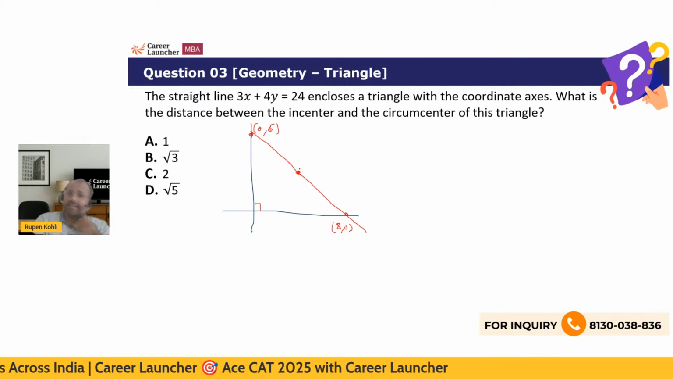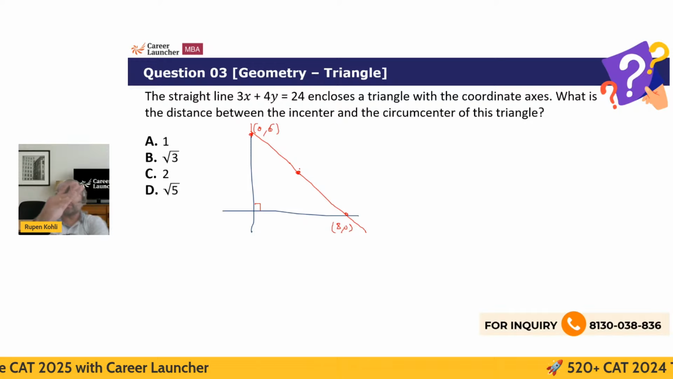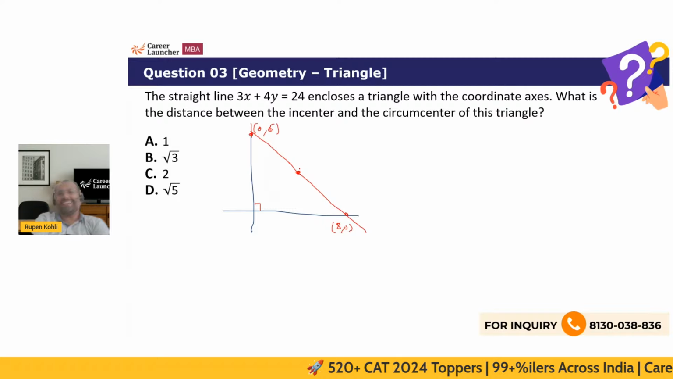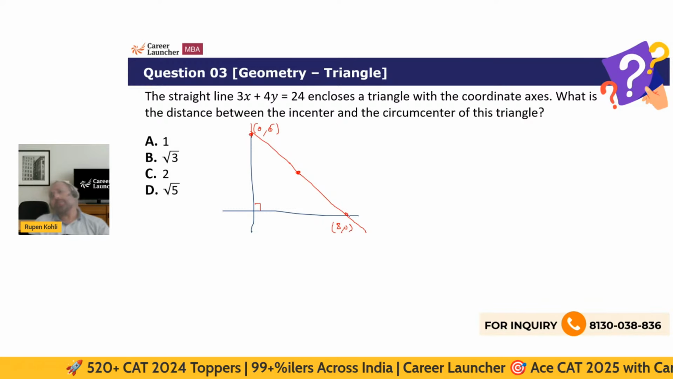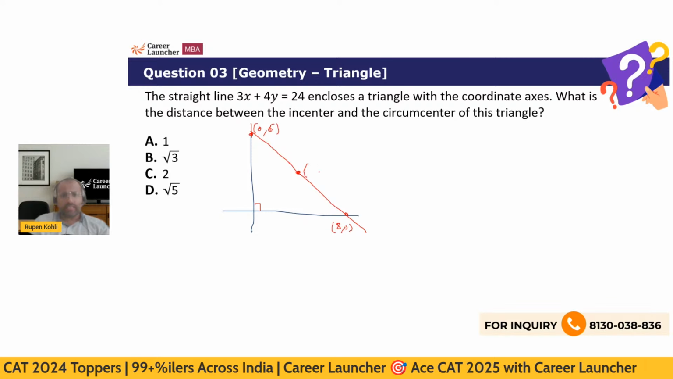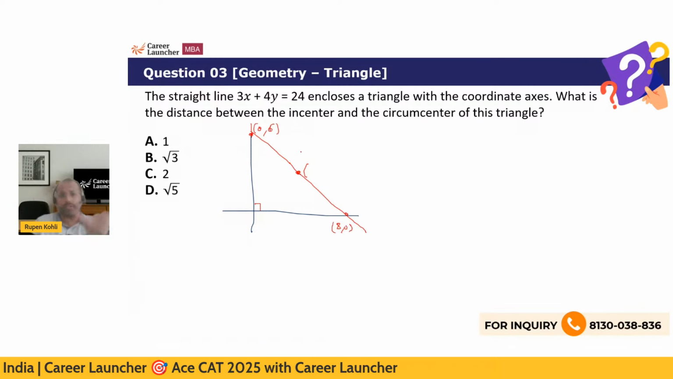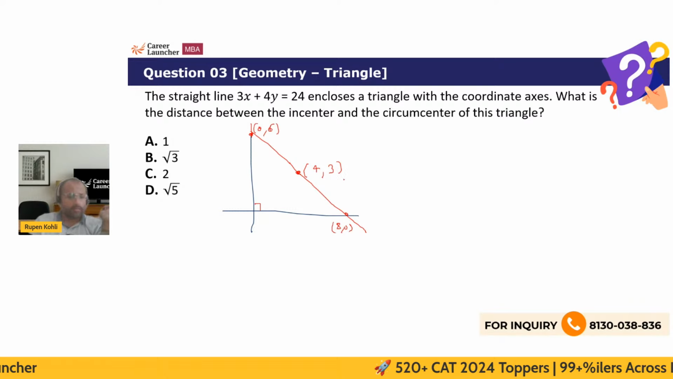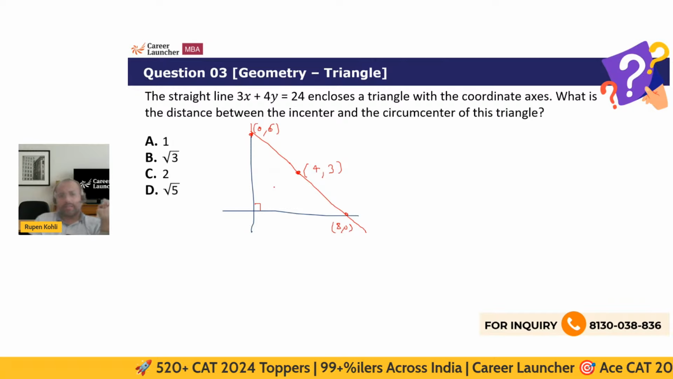The circumcenter lies on the boundary of the right angle triangle, exactly at the midpoint of the hypotenuse. So the midpoint of 0 comma 6 and 8 comma 0 is, we know, x1 plus x2 by 2, y1 plus y2 by 2, the average of the coordinates. So 0 plus 8 by 2, 4 comma 3. That is the midpoint. And the incenter will be somewhere in the middle, around here.